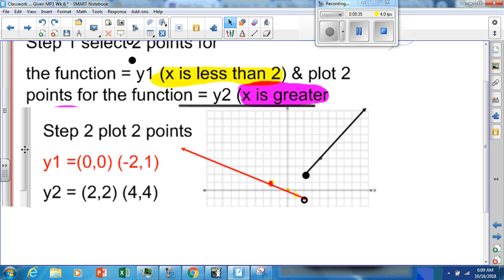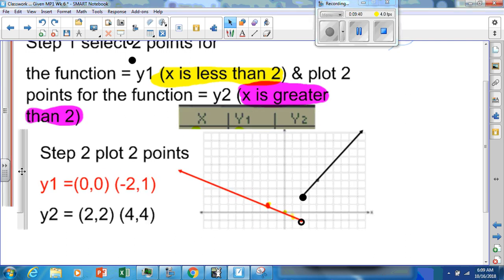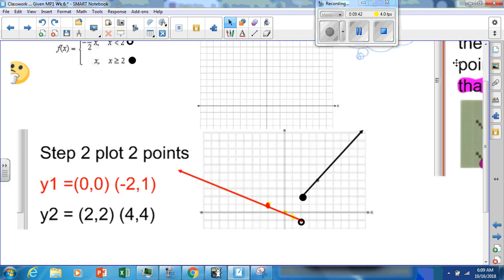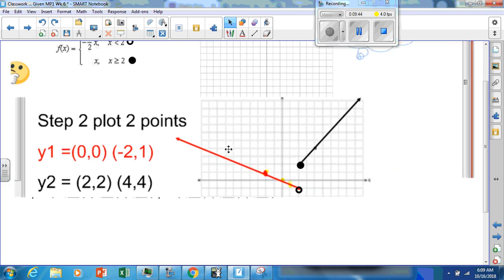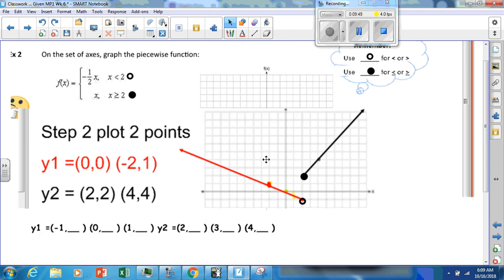What we're going to do in our next final step is pull all that together, and remember what we were saying earlier: the inequality of less than has got to be denoted with the open circle. The inequality of greater than or equal to has got to be denoted with a closed circle. That's it in a nutshell.